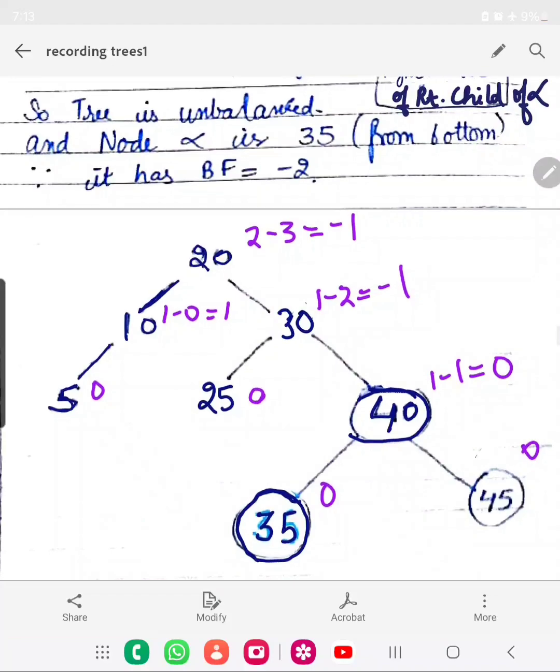Now we check the balance factor, and as you see, the balance factor of all the nodes is either 0, 1 or -1. So it is balanced now. This is the example of RR rotation.